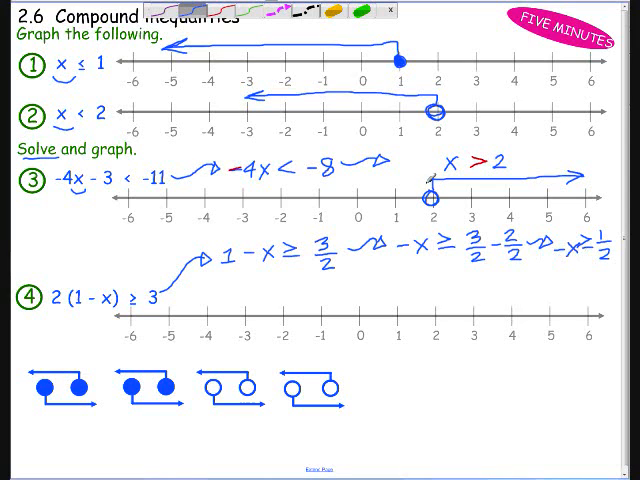Now I have to divide both sides by -1. So this negative, dividing or multiplying by a negative, has a big impact here. I have to reverse my sign. So I will have x is now less than or equal to, when I divide this by a -1, I get a positive 1/2.